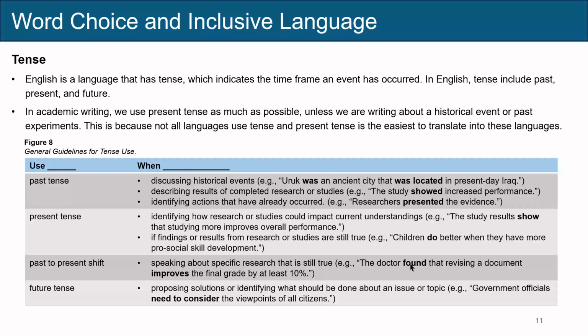So in this sentence here, the doctor found, so found is past tense, that revising a document improves, so improves is present tense, the final grade by at least 10%. So this information from this particular study is still presumed to be true, so we do that past to present shift. And future tense, the only time we really use this in academic writing is when we're talking about solutions or actions that people or organizations can do in order to improve upon something. So talking about solutions or what should be done.